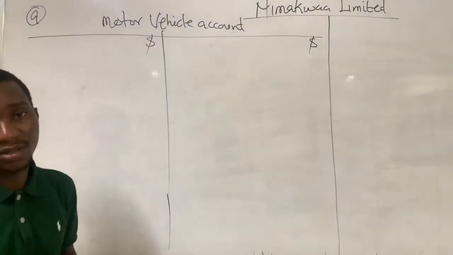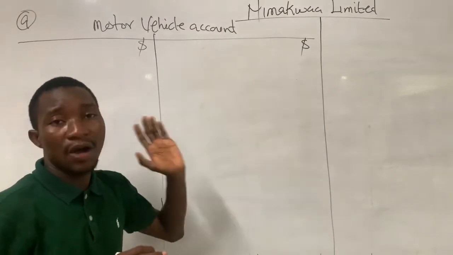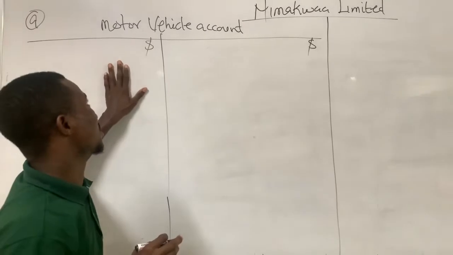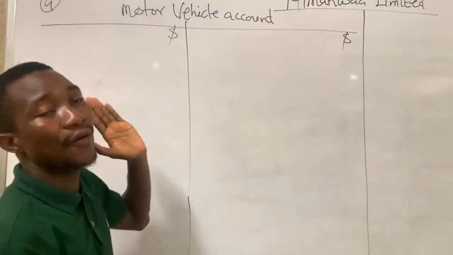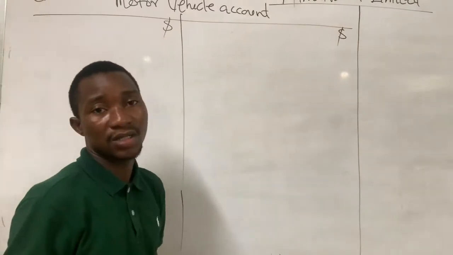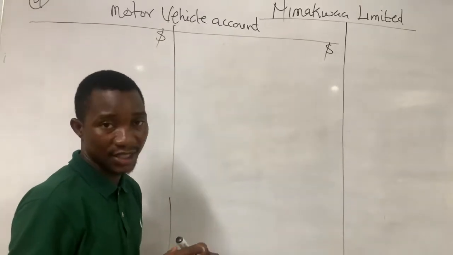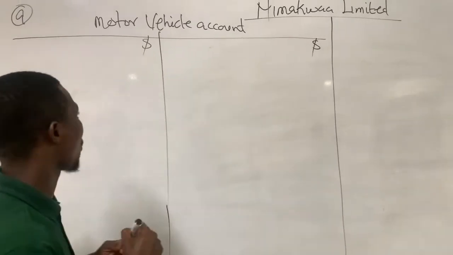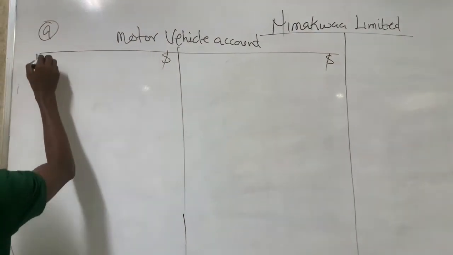The reason why I'm saying it is a cost account is that when we acquire an asset, we debit the motor vehicle account with the cost of the asset, and anytime we dispose of an asset, we credit the motor vehicle account with the cost of the asset. Is that okay? So on 1st January 2020, we acquired an asset.